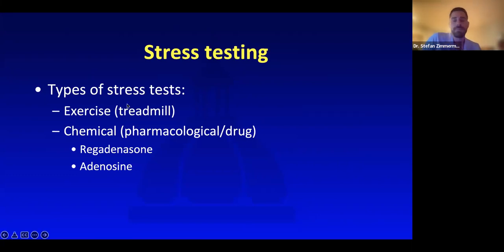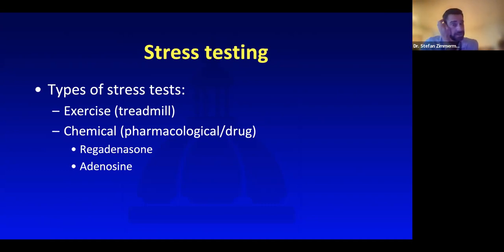So the simplest type of stress test is a treadmill test. We're going to make you exercise on a treadmill, and that's going to be the stress. So we're going to exercise you, and we're going to see if, when you do that exercise, you have the symptoms, and we look at the blood flow: is it abnormal?